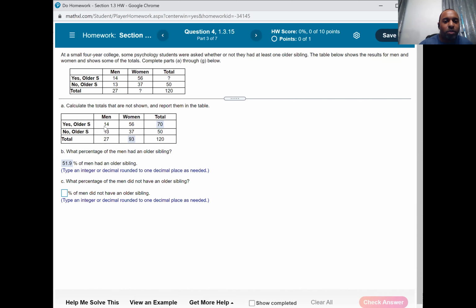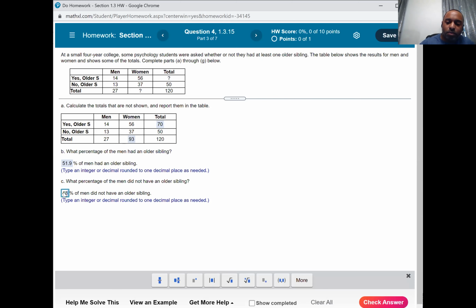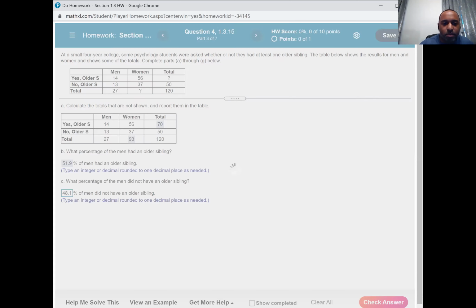So these are the men that have older siblings. Let me say it like this. These are the men, period. And the ones that had an older sibling is 14 of them. And the total of men that were asked is 27. So I did 14 divided by 27. That gave me 51.9%. Then it says, what percentage of men did not have an older sibling? So I could just subtract that from 100 or take the 13 and divide it by 27. So 48.1 should make that happen.